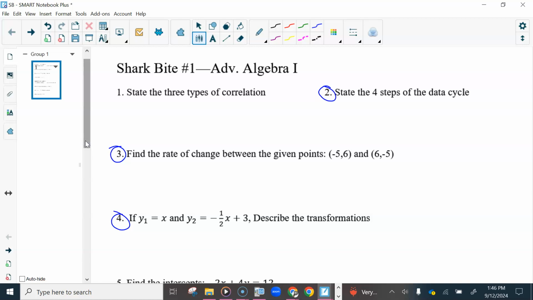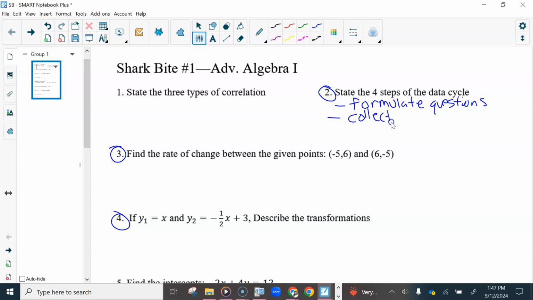Right, 2. The 4 steps of the data cycle. Formulate questions. I wasn't expecting us to do that, and then I completely forgot what they were. So I know formulate questions. I just put these words. Collect data. Thank you. And then organize and represent the data, and then analyze.